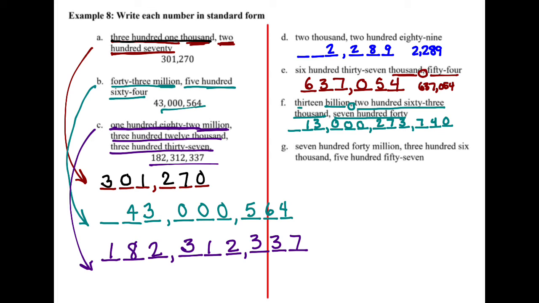Okay, last one. 740 million, comma. Okay, so that's our millions, thousands, units, or ones. So 740 million, 306. We have no tens on that one. 557. And there you go.